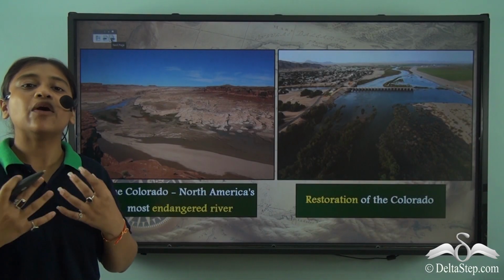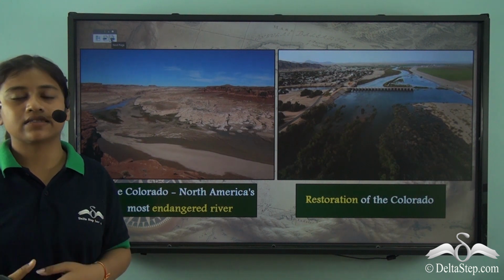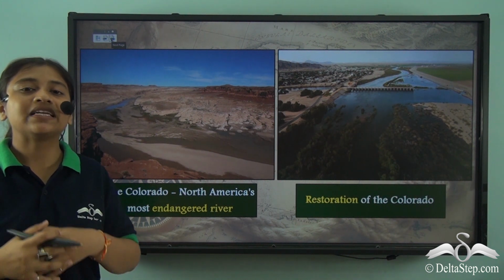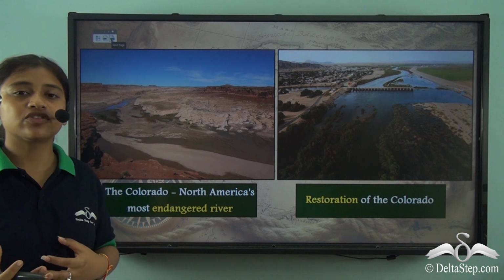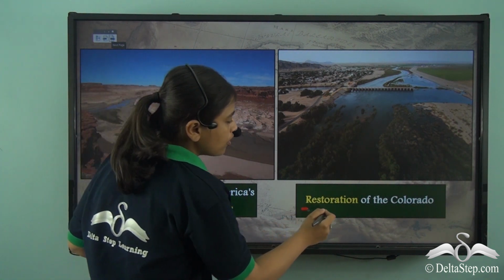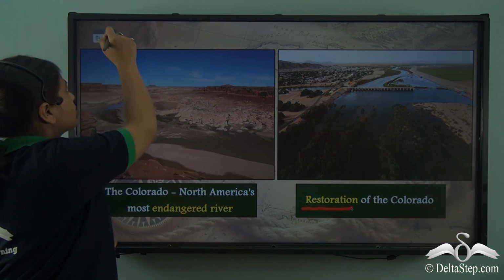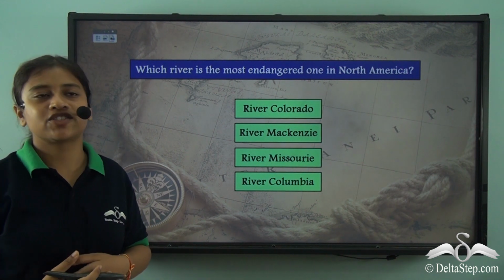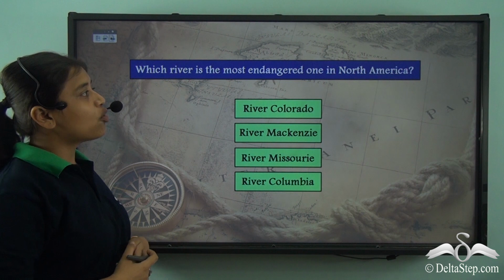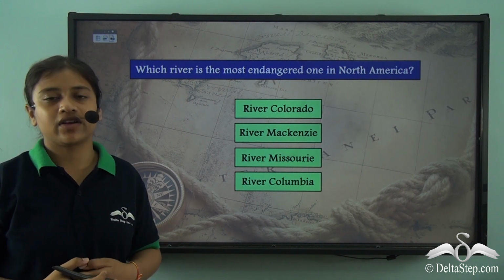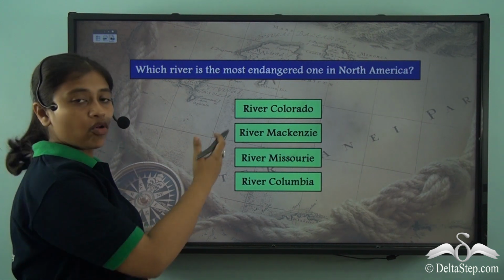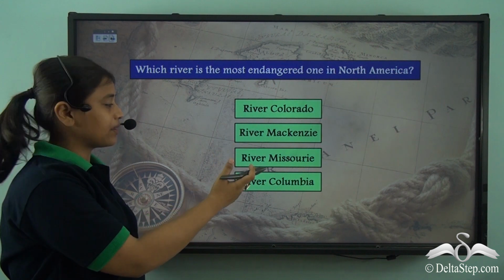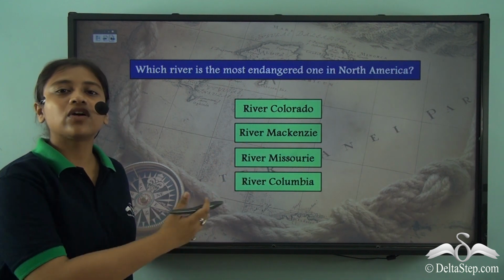However, due to proper awareness towards environmental concerns, now measures are being taken and are in process for the restoration of the Colorado River. So before we proceed with the lesson, could you help me answer this simple question? Which river is the most endangered one in North America? Is it River Colorado, River Mackenzie, River Missouri, or River Columbia?